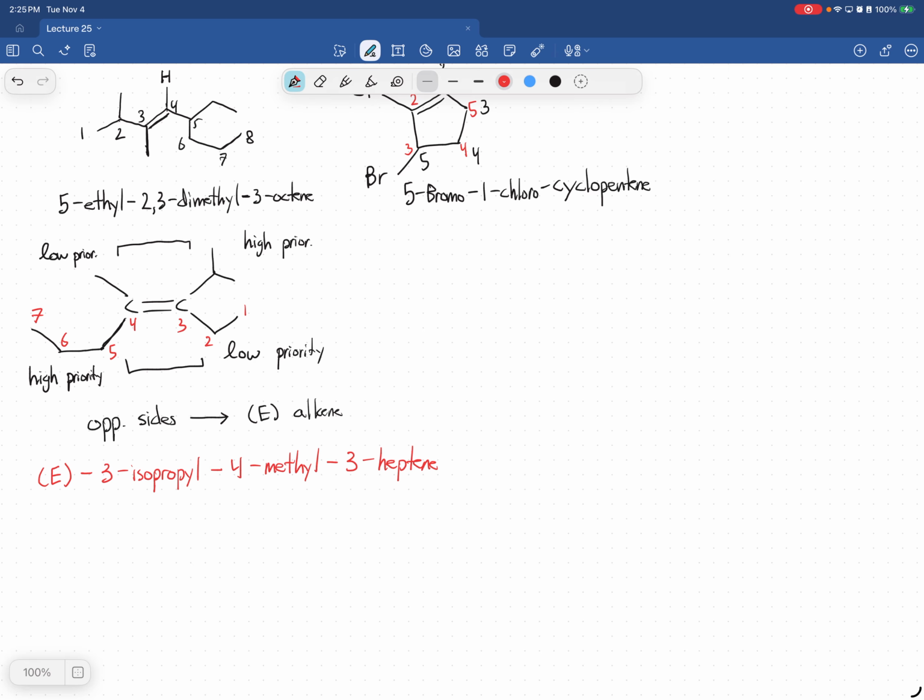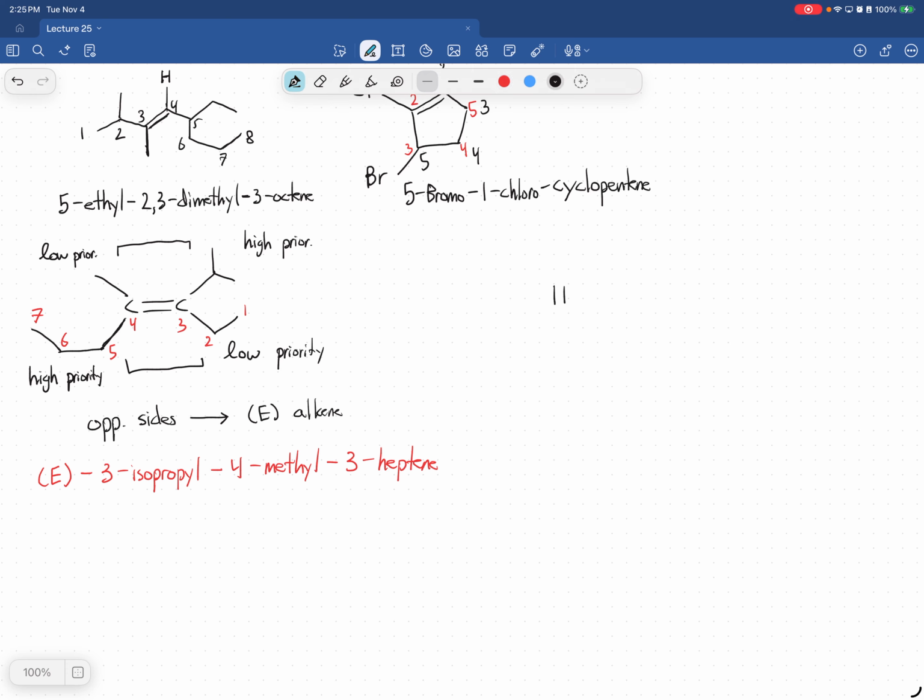All right, any questions on that one? Those are alkenes, okay? E-alkene and then Z-alkene. So if this propyl group was on the same side of the isopropyl group, this would be a Z-alkene because those 2 groups are on the same side. All right, very good. All right, let's try a few more.